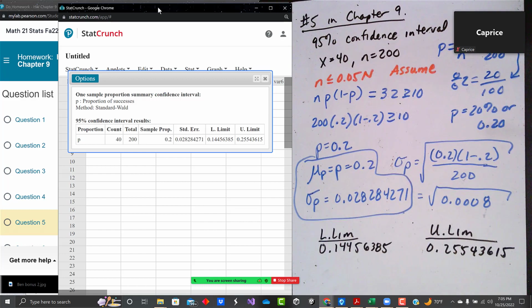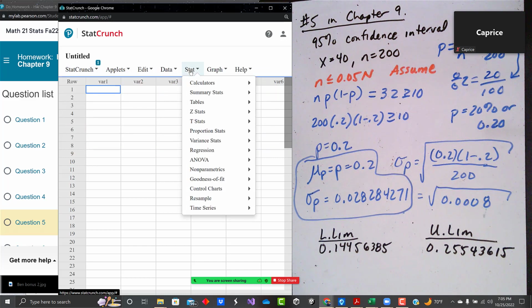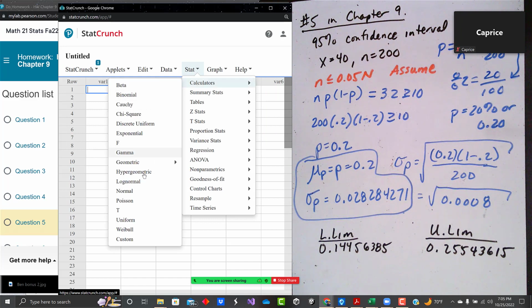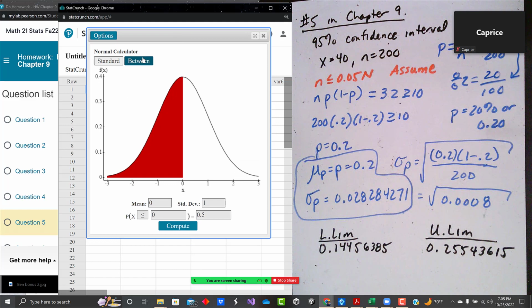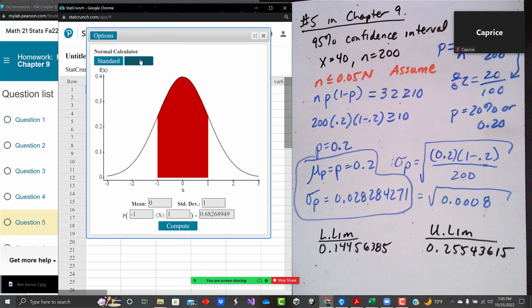Okay, so I got it directly from the confidence interval doing stats, proportion, stats, one sample with summary. Let me show you why we can do that. We showed that it was normally distributed, so let's use a normal calculator. I'm going to click on between, and I have the mean and standard deviation right here. I'm going to put that in.